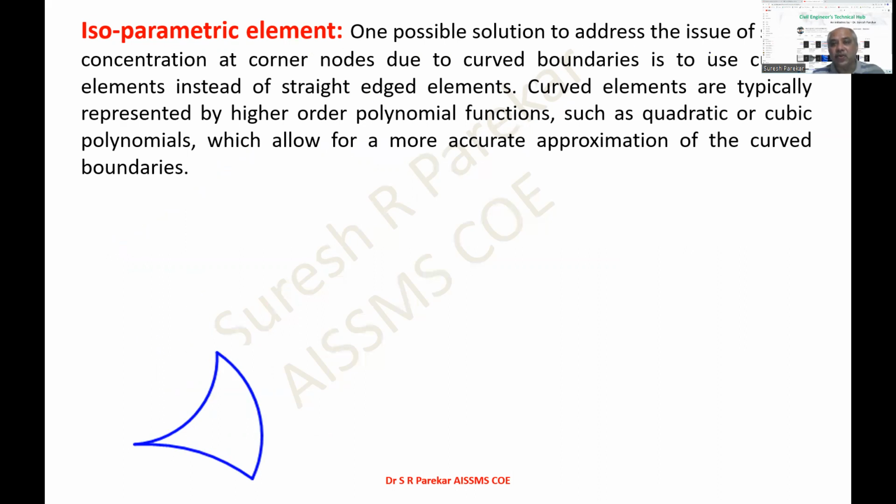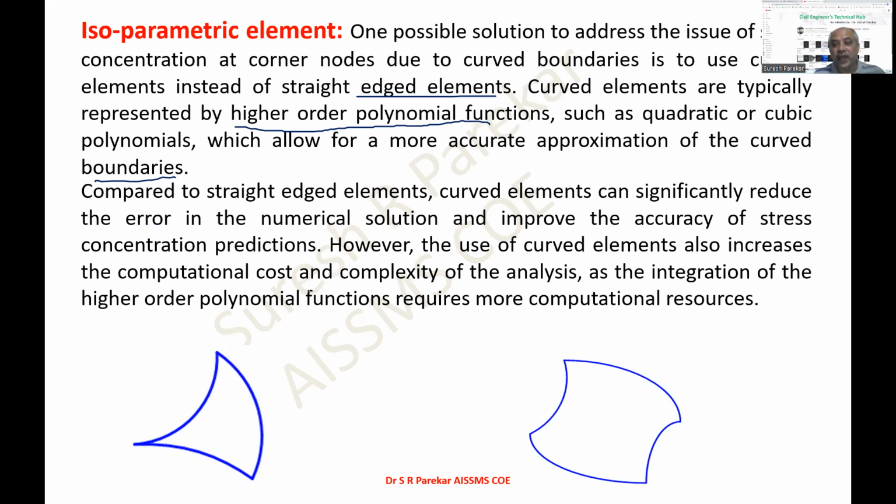One possible solution to address the issue of stress concentration at corner nodes due to curved boundaries is that, instead of straight-edged elements, we prefer isoparametric elements. Curved elements are typically represented by higher order polynomial functions such as quadratic or cubic polynomials, which allow for a more accurate approximation of the curved boundaries. These isoparametric elements are well suited for curved boundaries or boundaries with higher order polynomials.